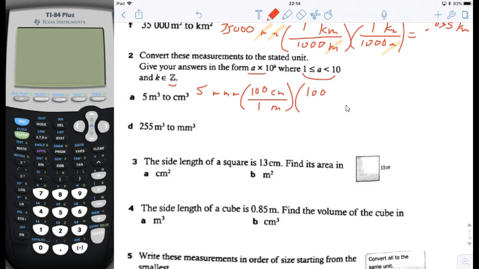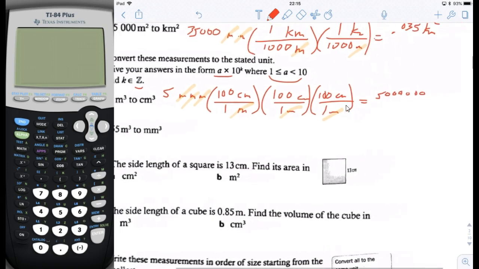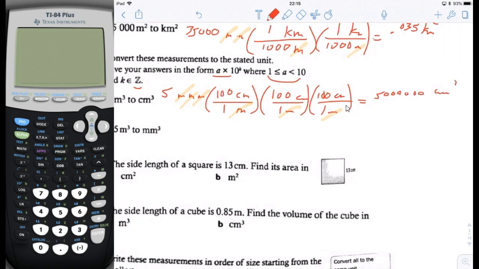Now we have 5000000 centimeters cubed. Now I want to put that in scientific notation. Let's do that here. So I'm going to put 5 times 100 times 100 times 100, and I'm going to change the mode.